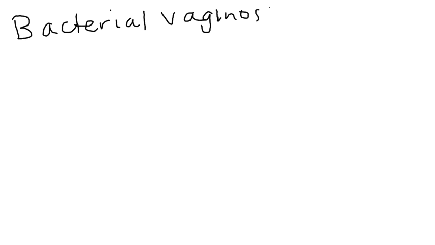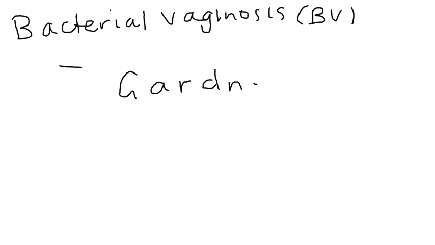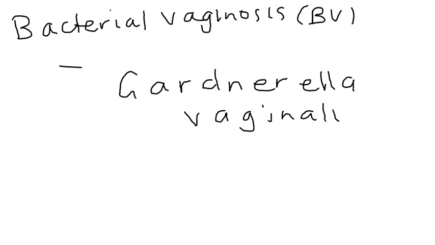So BV, bacterial vaginosis, the first one. Bacterial vaginosis, also abbreviated BV, is an alteration of the vaginal flora. As I mentioned, the lactobacilli decrease, and they allow pathogenic flora to flourish, and that can happen for a variety of reasons. There's several pathogenic bacteria that can cause BV, but the most common by far is Gardnerella vaginalis. There are other ones too, but this one is the most common.